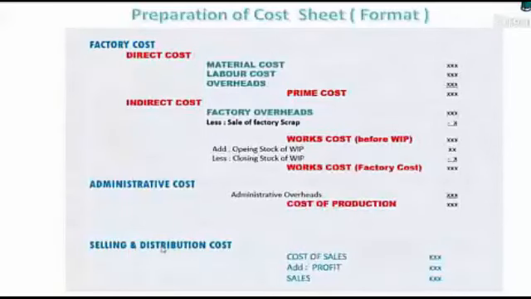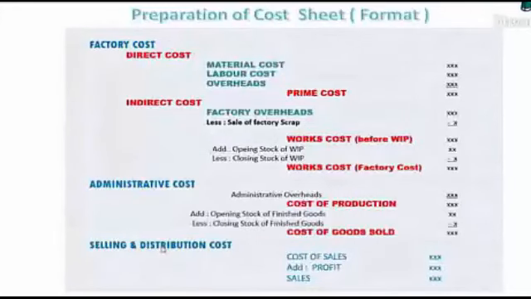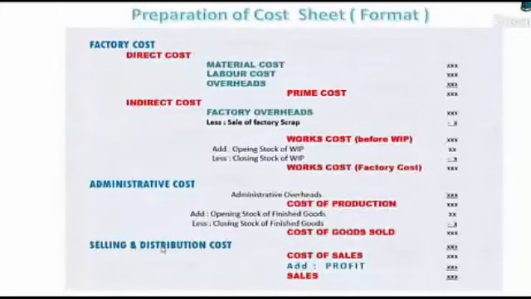We will slightly go fast because I will be taking in detail all the items also. If we add in this opening stock of finished goods and closing stock of finished goods, we get cost of goods sold. Again, the new technical words we are coming across: cost of production, cost of goods sold. If we add in this selling and distribution cost, we get cost of sales. If you add your profit margin, ultimately you get sales. So this is the true format of a cost sheet.